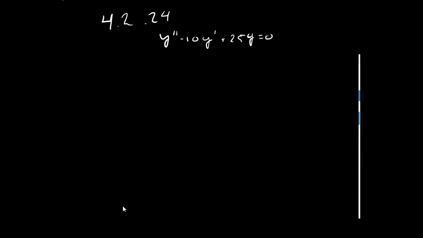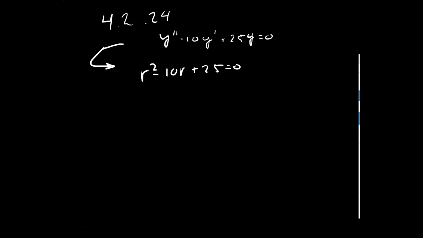For this problem, and those near it, we are asked to give a basis and a solution space in terms of that basis. So the first thing I'm going to do for this problem, number 24 from 4.2, is solve it with its characteristic equation. So introduce r squared minus 10r plus 25 is equal to 0.